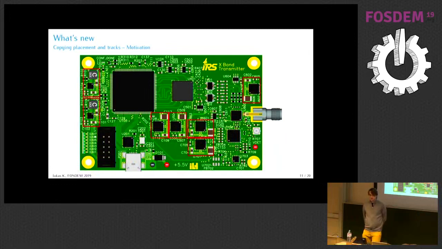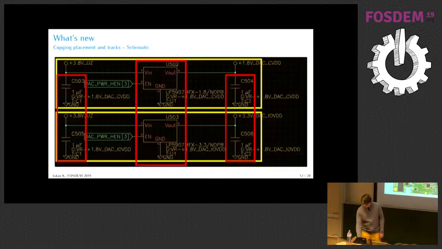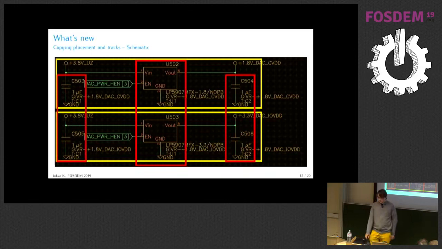So what you want to do is lay out one, and then apply the tracks and placement you did for that one to all the other ones. In Horizon, it's done like this. In the schematic, you specify groups and tags. A group would be one voltage regulator, the yellow one, and the tag specifies more or less a local reference designator. So Horizon knows which component maps to which component in any other group.